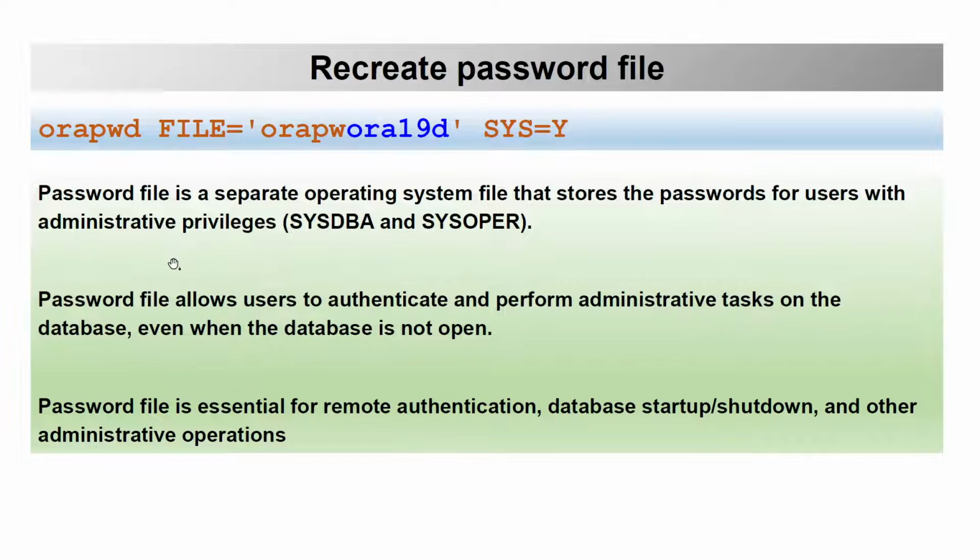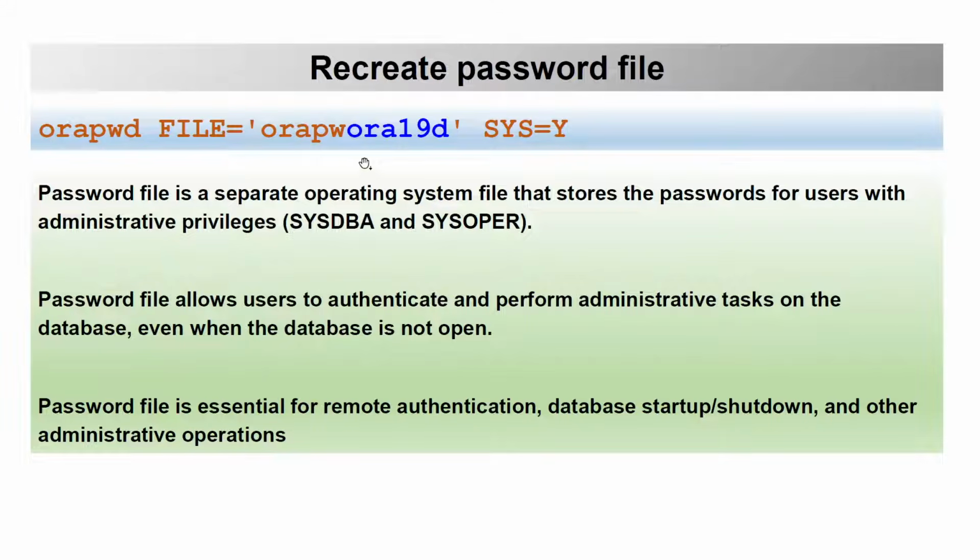Now, why is the password file important? The password file is a separate operating system file that stores the passwords for users with administrative privileges such as SYSDBA and SYSOPER. The password file allows users to authenticate and perform administrative tasks on the database even when the database is not open. Users can normally only connect when the database is open, because the database stores that password in the database. But if the database itself is not open, how can it verify that the right user is connecting? That information is present in the orapwd password file.